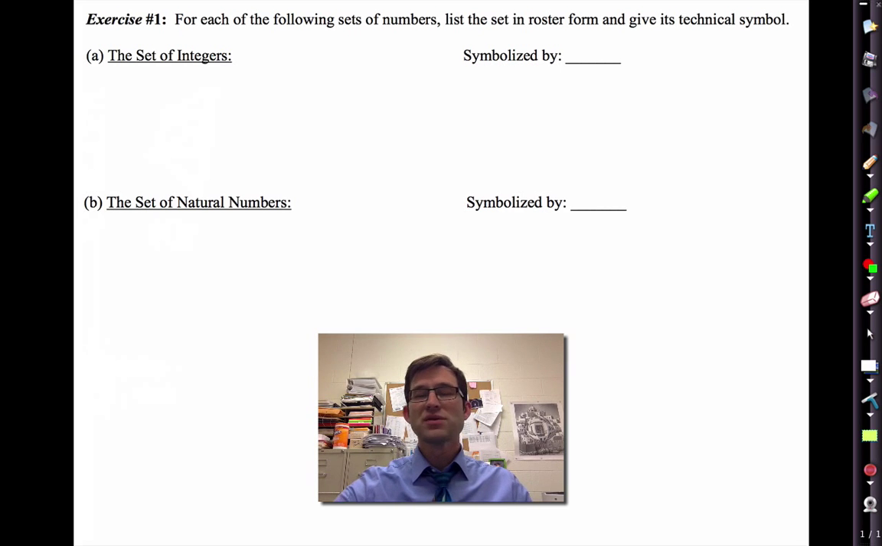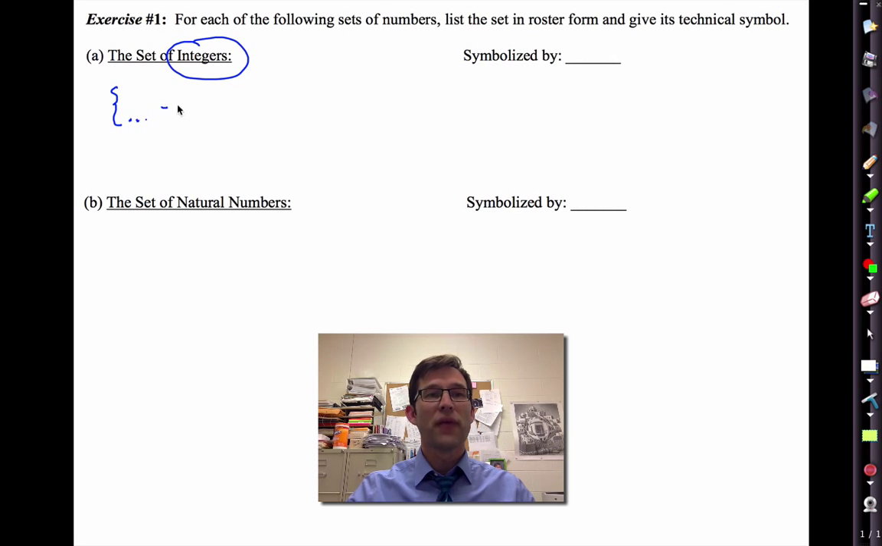Quite frankly, one of the most important sets of numbers, and one that students learn about very early on, is what is known as the set of integers. When I talk about an integer in class, I need you to immediately know that we're talking about the whole numbers, including the negatives. All the way to negative infinity, all the way to positive infinity, but only whole numbers.